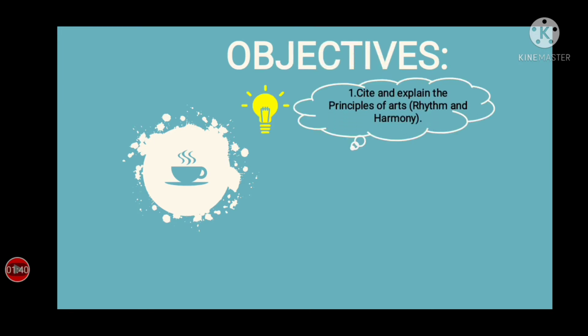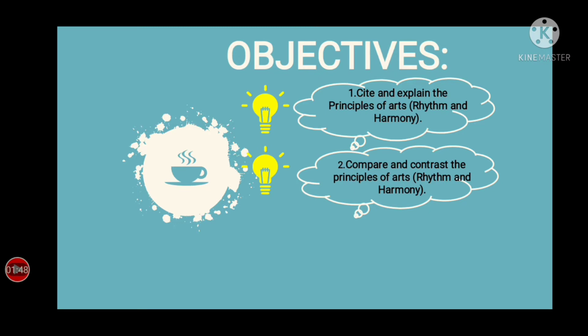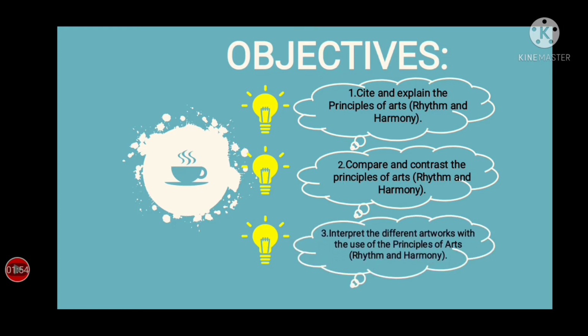Number 1. Cite and explain the principles of arts, rhythm and harmony. Number 2. Compare and contrast the principles of arts, rhythm and harmony. And lastly, interpret the different artworks with the use of the principles of arts, rhythm, and harmony. Let us proceed to our lesson.